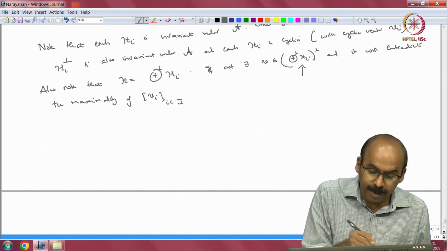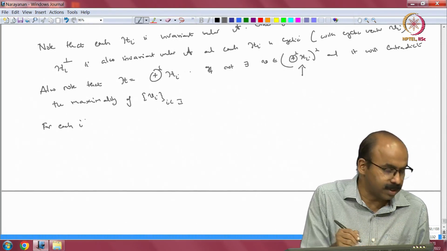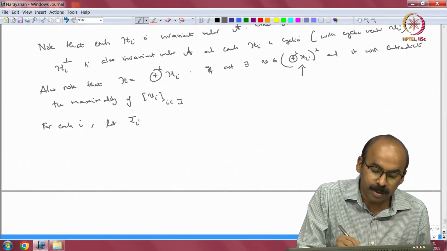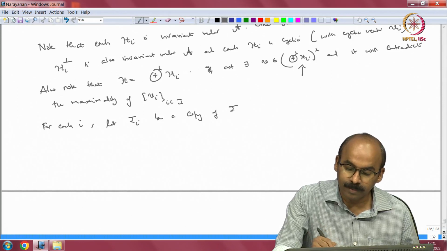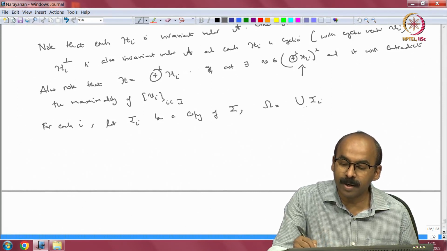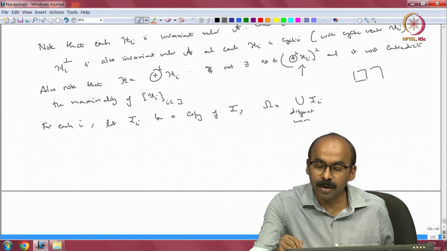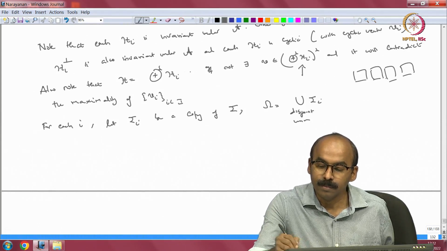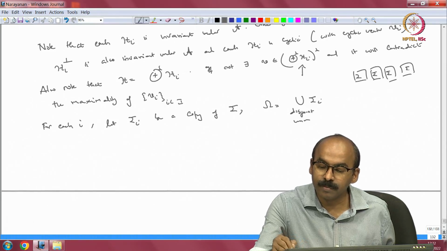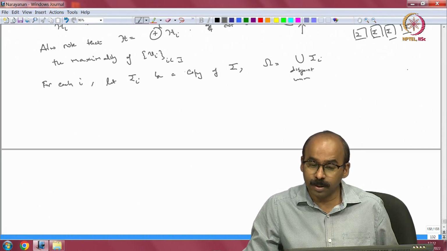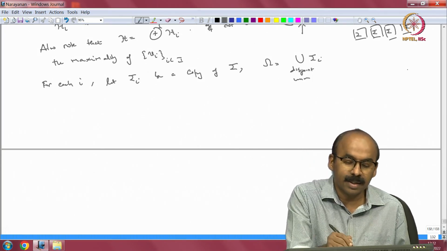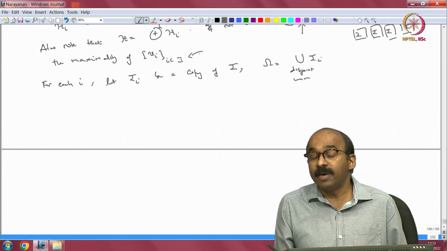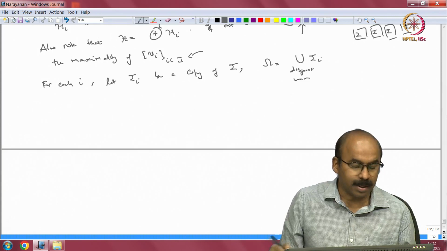So, for each i, we can apply the previous result, right. So, let sigma i be a copy of sigma and write omega to be the union of the sigma i, a disjoint union. Okay. So, you can think of something like this, each of them is a copy of sigma, right. Depending on your imagination, you think of this as an infinite union, so it does not have to be countable. Okay. So, depending on what the indexing set I is, you may have an uncountable union or a countable union. If H is separable, then of course I has to be countable, we will come to that later.